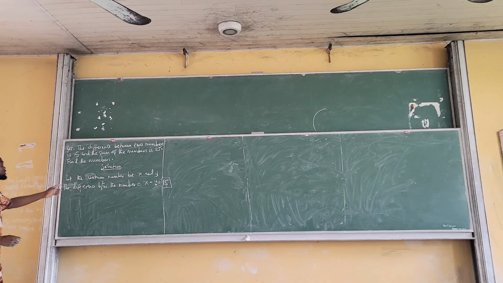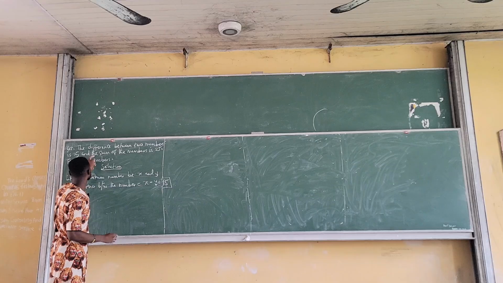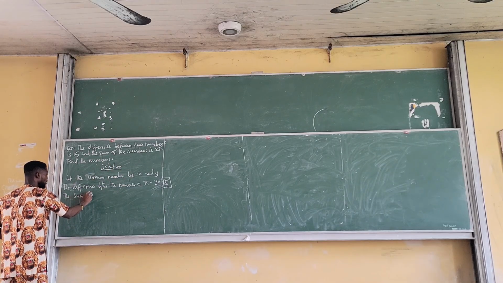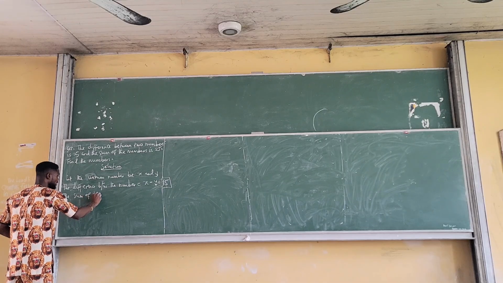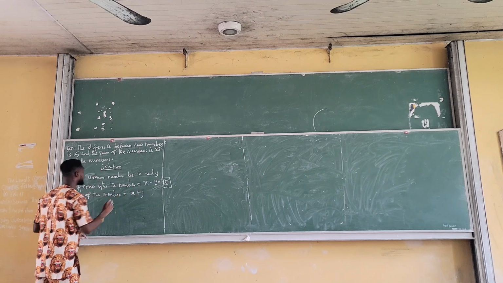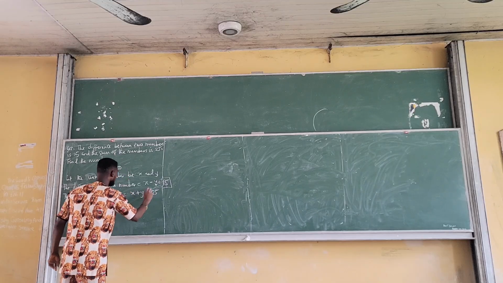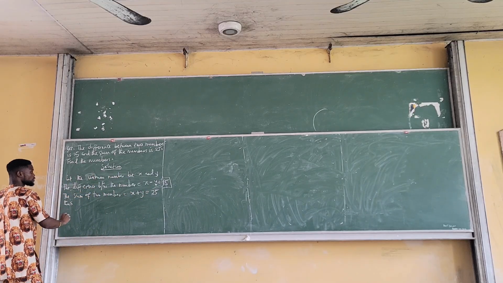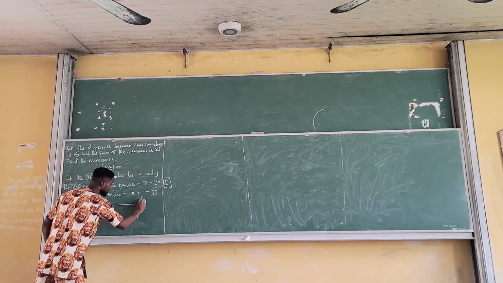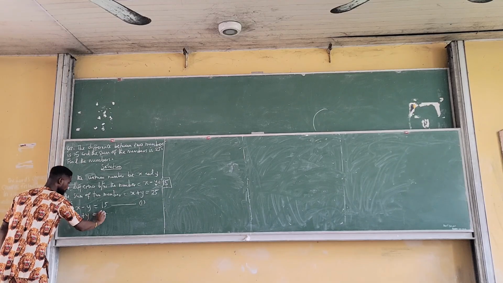And the second statement is that the sum of the two numbers is x plus y. And they said this is equal to 25. Thus, we have x minus y equals 15. Call this equation 1. And we have x plus y equals 25.